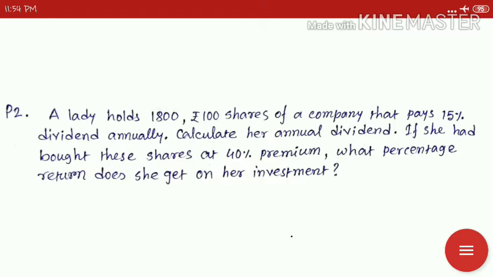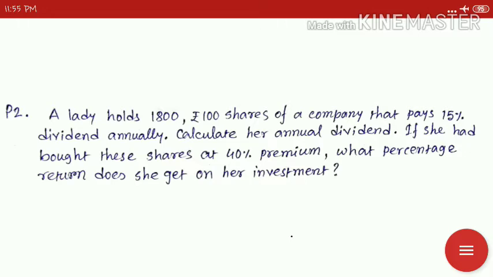Now we have to calculate her annual dividend. We know the formula, and by putting in the formula, you can find out the dividend. And if she had bought these shares at 40% premium, what percentage return does she get on her investment? Now this 40% premium implies the value at which the lady has bought those shares, that means the market value of those shares. And we need to find out the return percentage.